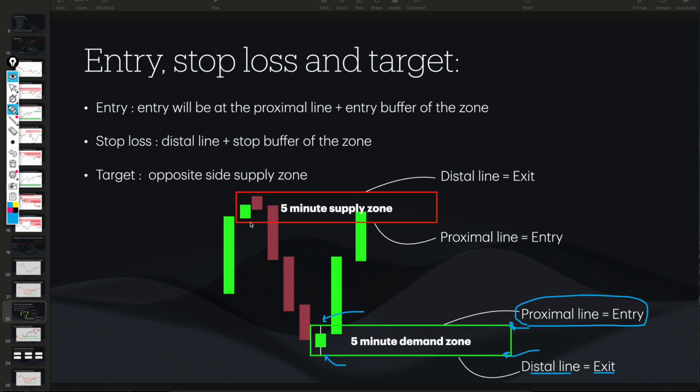Now the target is my opposite side supply zone or demand zone. We are in a 5-minute time frame. So if my entry was a 5-minute demand zone, then a 5-minute supply zone should be my exit. By that we are following each and every rule of supply and demand zone trading. Now let's see a live example.